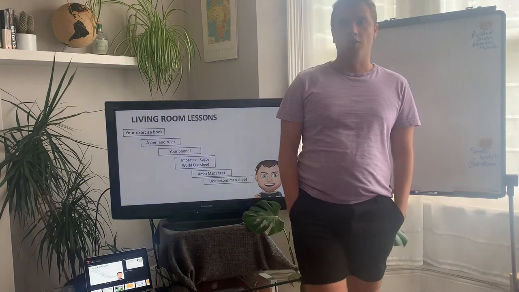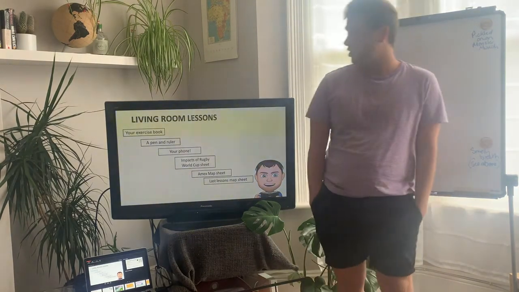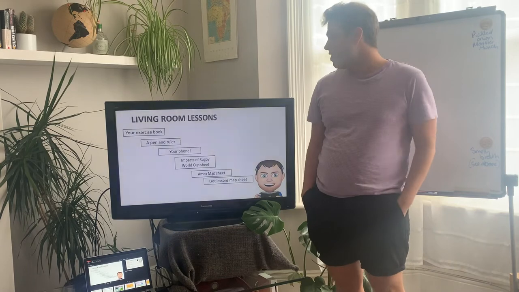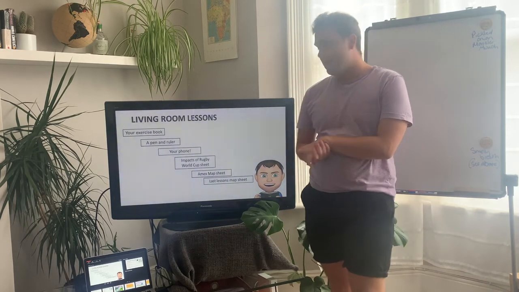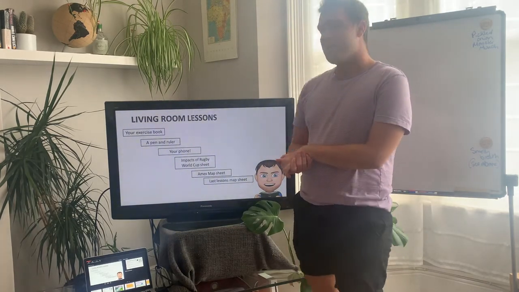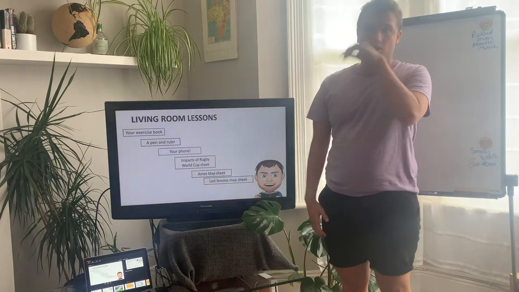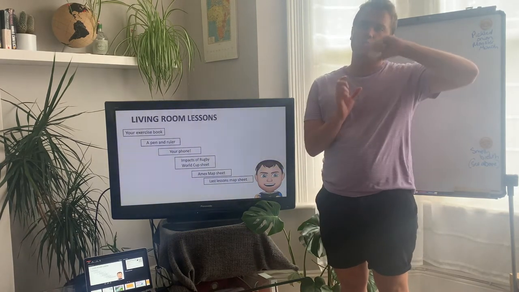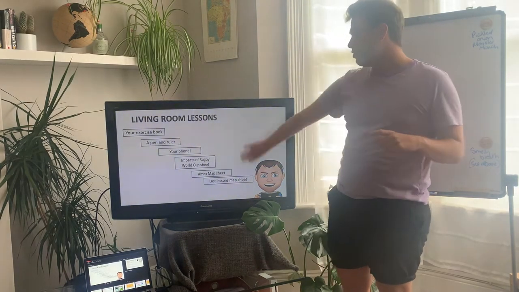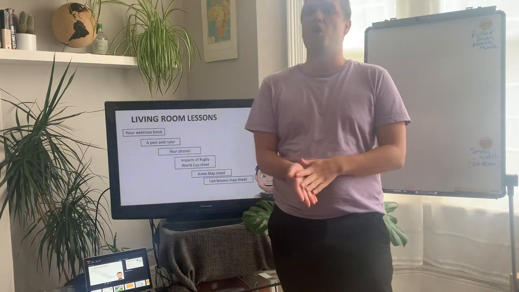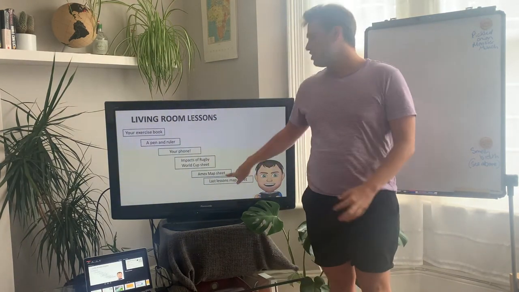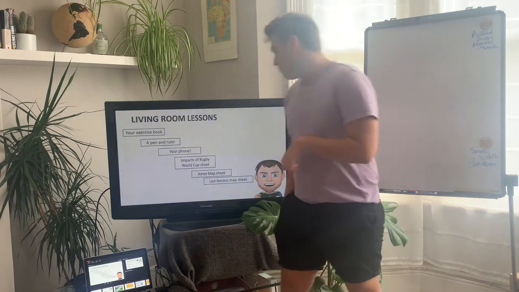So what you're going to need for today's lesson is your exercise book, pen and a ruler, your phone, and then there are three sheets that will really help. The Impact of the Rugby World Cup sheet, the Amex map sheet, and then the sheet you had last lesson. I want you to come back to that, the little one with the map of all of the different stadiums. Make sure you've got those printed if possible, if not, you might have to copy them out, which will be quite complicated with the Amex map, so good luck with that one.